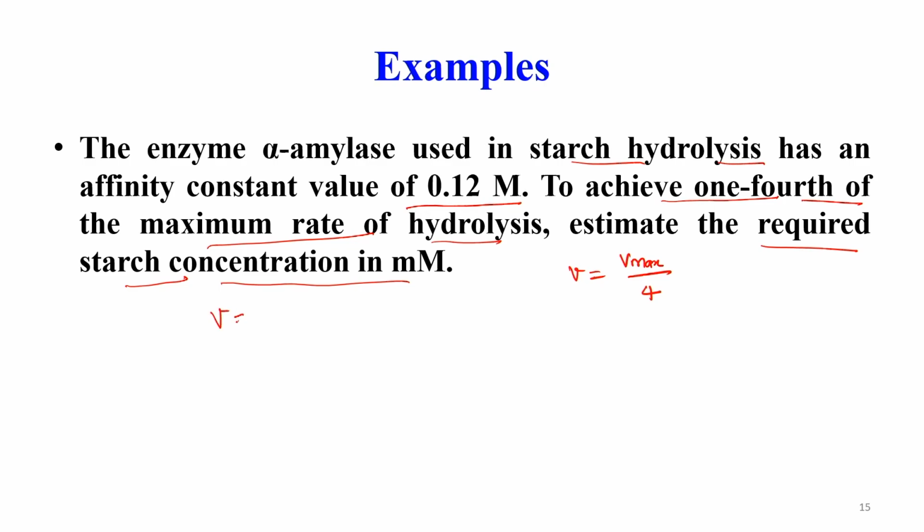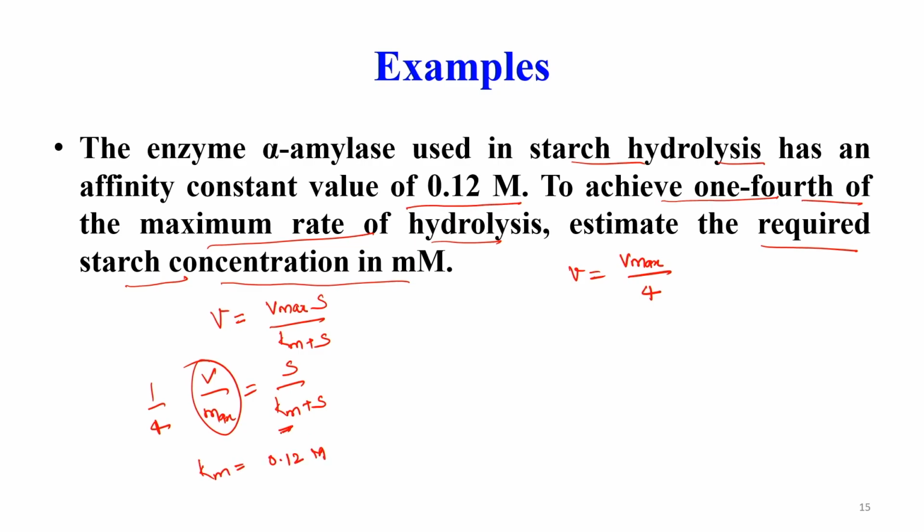So, it says V equals Vmax S upon Km plus S. So, here you can rearrange: V upon Vmax equals S upon Km plus S. So, V upon Vmax is 1 by 4, Km is the given affinity constant, 0.12 molar. If you put the value here, we should be able to get the value of S. And if I calculate this, the value of S will be 40 millimolar.